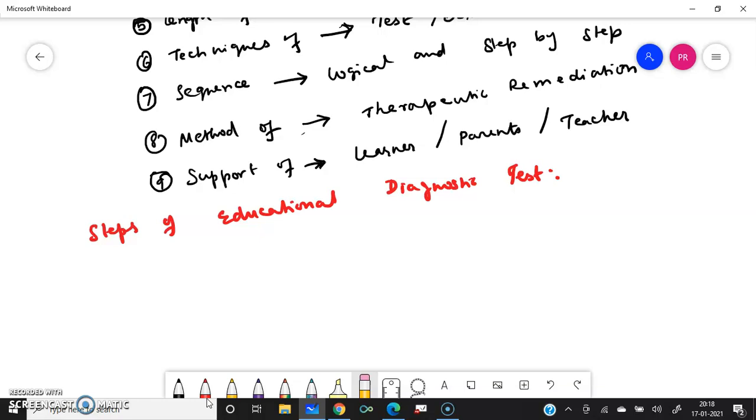Next is tendency of withdrawal and gap in expected and actual achievement. This is what the achievement should be. Suppose you give 10 questions, at least 9 questions students should answer. So you have some expectation, but what the student has actually done, the difference between these two, right?